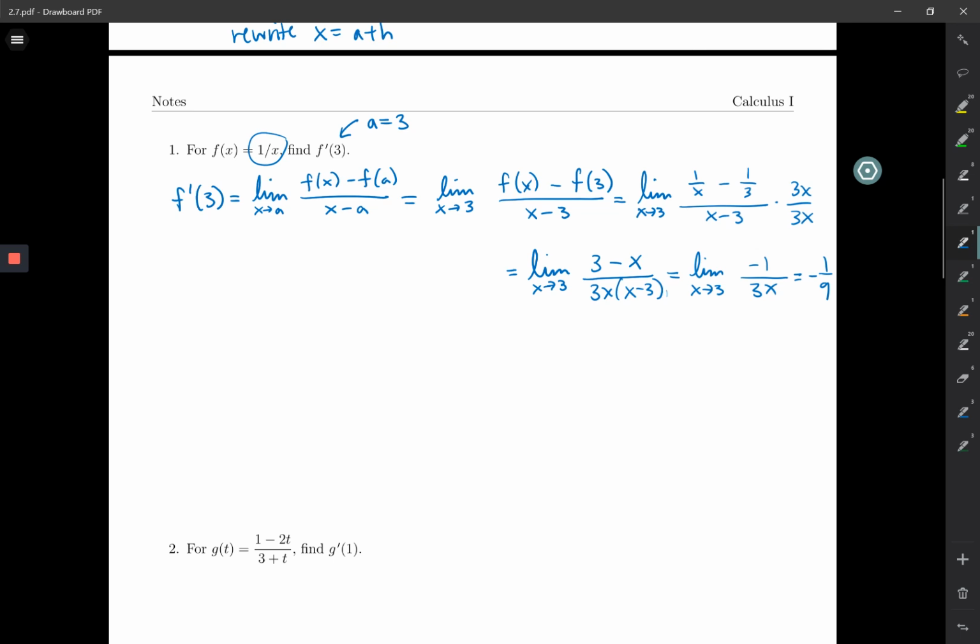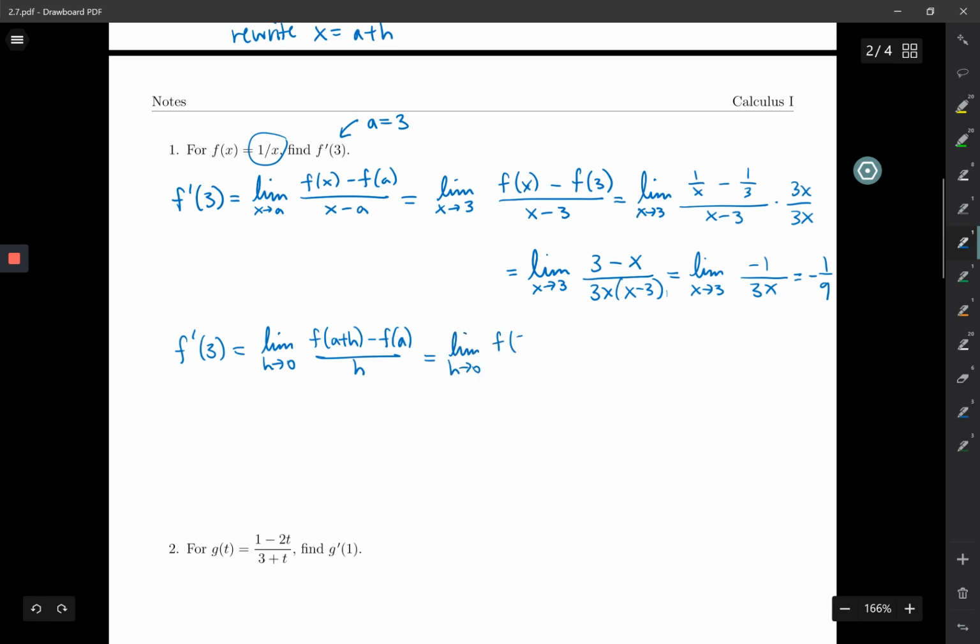Now we can do the same thing just using the other formula for f prime, and we should get the same answer. So hopefully everything works out, and we do. So in this definition, I'm just going to copy it down. So this is directly how it was written, and then we plug in a equals 3 because that's the point we're interested in. So we'll get f of 3 plus h minus f of 3 over h.